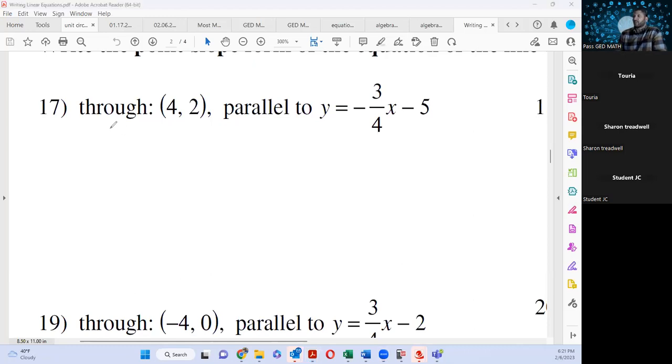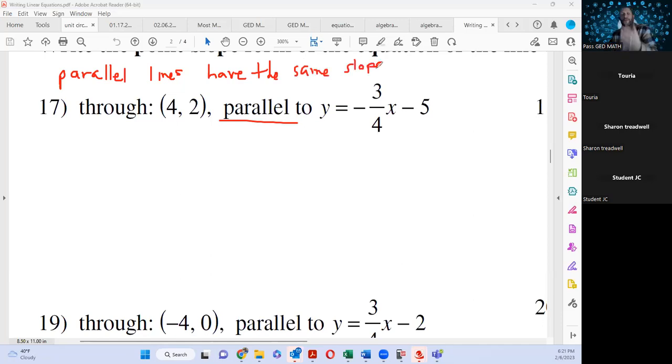Parallel lines have the same slope. That's most important. They're asking you about parallel. Let me change back to red; the red comes better on the video. Parallel lines have the same slope. That's the first thing. What information is given? They give you a point, they give you an equation.